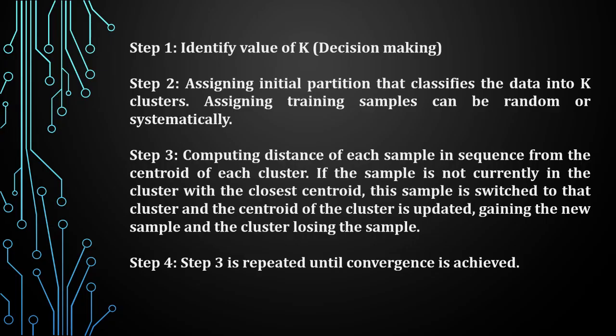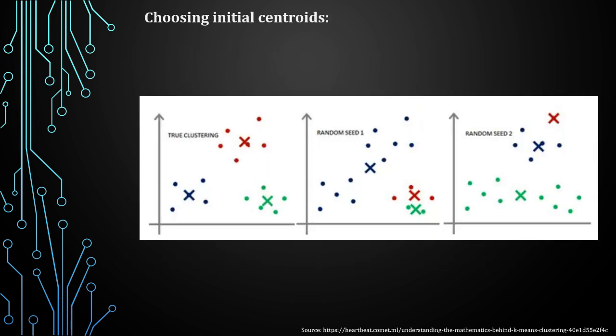The process mentioned in the earlier slide is elaborated in the following 4 steps. So, you can see that the middle and the right-hand graphs show random seeding iterations taking place to find the desired true clustering, shown in the left-hand graph.